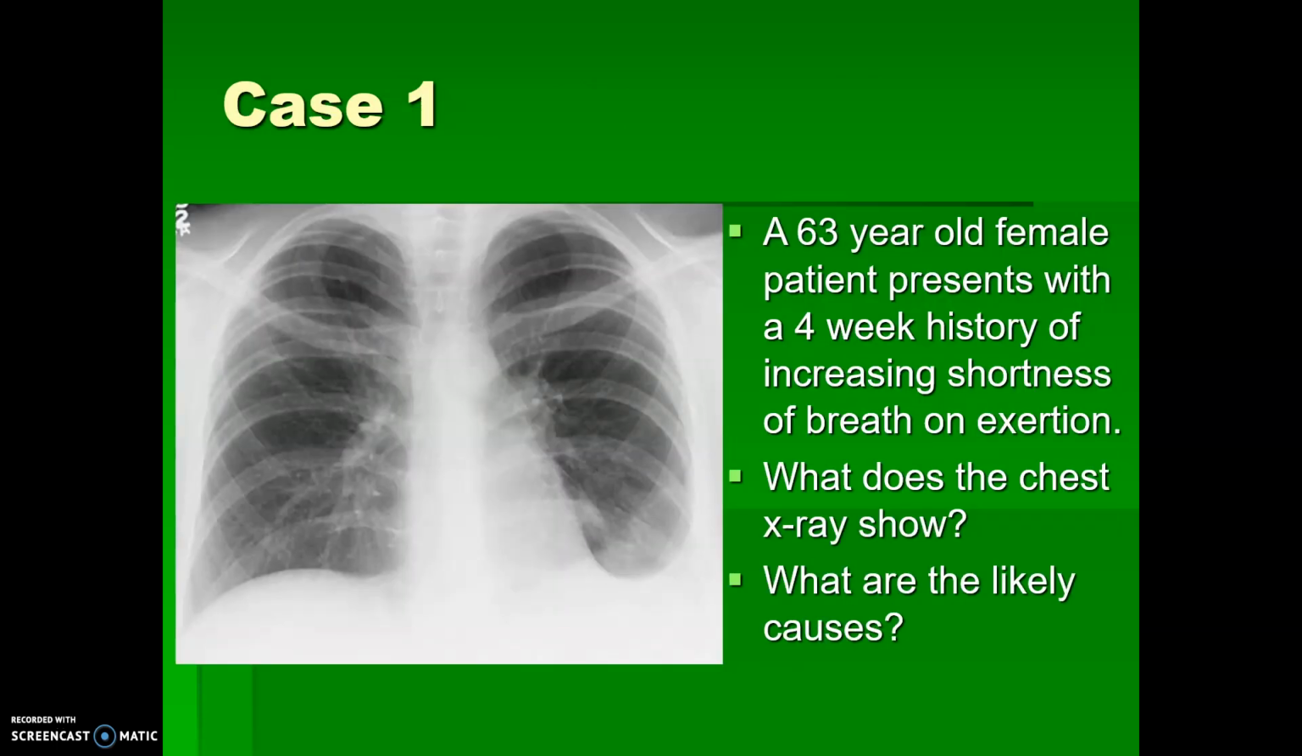A 63-year-old female patient presents with a 4-week history of increasing shortness of breath on exertion. And we want to know what the x-ray shows and what are the likely causes. So pause the video, have a look, see if you can apply the ABC approach and come up with an answer.